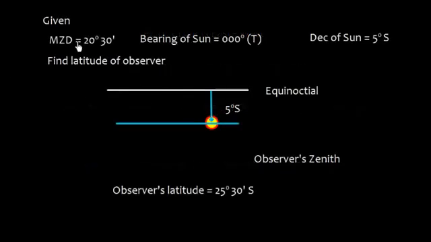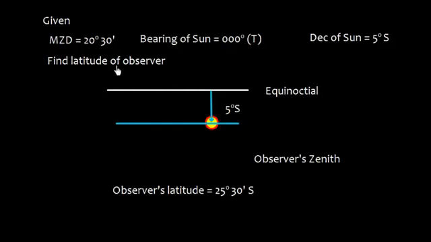So let's do this example here. Suppose the meridian zenith distance is 20 degrees 30 minutes, and the bearing of the sun is 000 degrees true. That is, the bearing of the sun is north, and the declination is given, which is 5 degrees south. We need to find the latitude of the observer. Suppose this is the equinoctial, which is the equivalent of the equator, and the sun is here. The declination of the sun is 5 degrees south, and the observer's zenith distance is 20 degrees 30 minutes, and the bearing of the sun is 000 degrees.